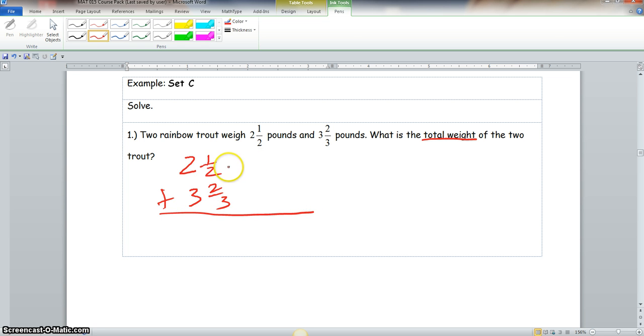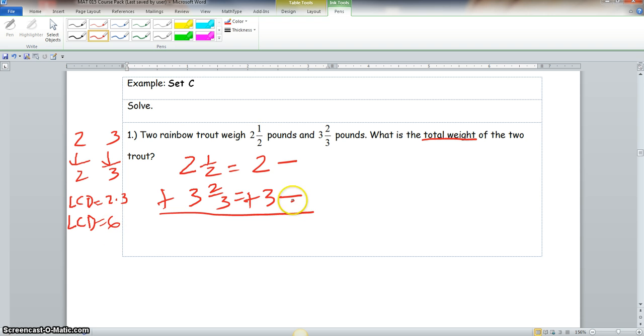Now we need to find our common denominator. Now we could go to the side here. 2 is prime and also 3 is prime. So our LCD is 2 times 3. So our LCD is 6. So our denominators here would be 6.